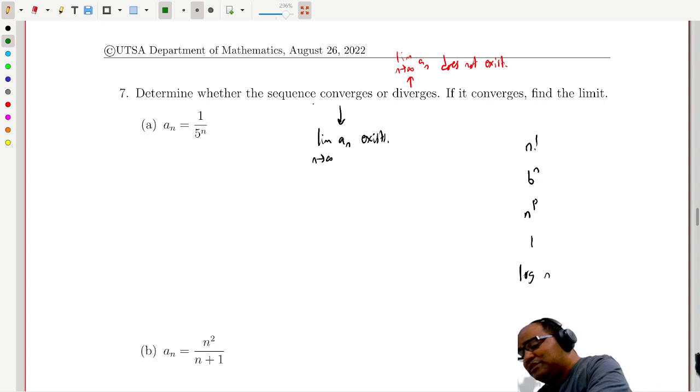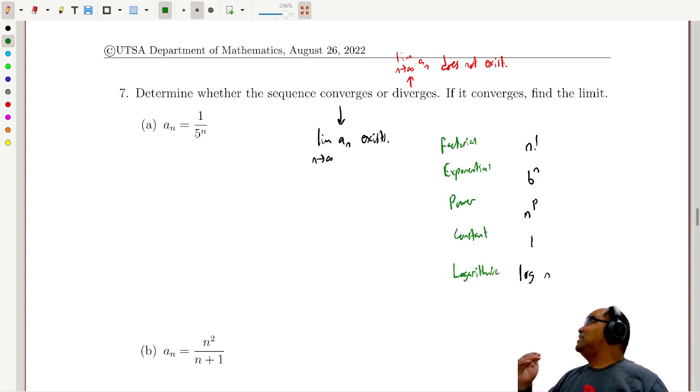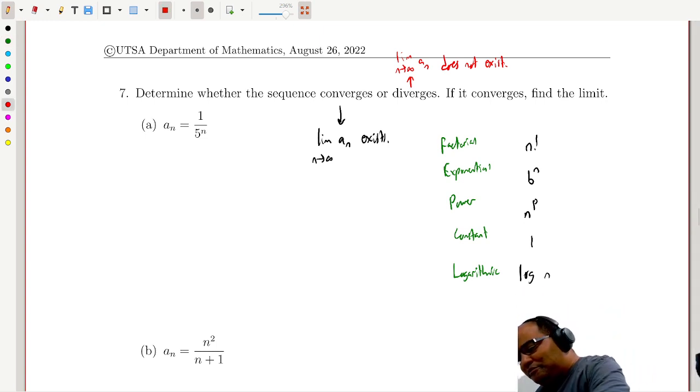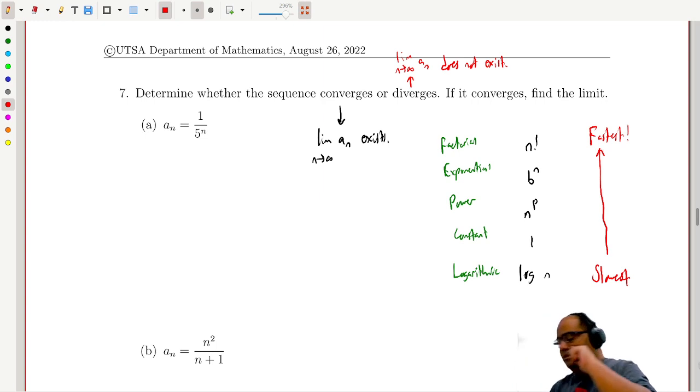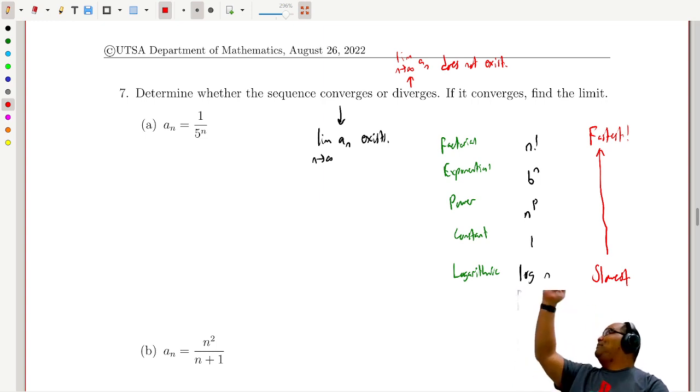So let's go ahead and get these names. So we have factorial, exponential, power functions, constant functions, and logarithmic functions. If it's at the bottom of the list, that means it's slow, and if it's at the top of the list, it's fast. This is the slowest growth. And going up, we have the fastest growth. So bottom is slowest, the top is the fastest.